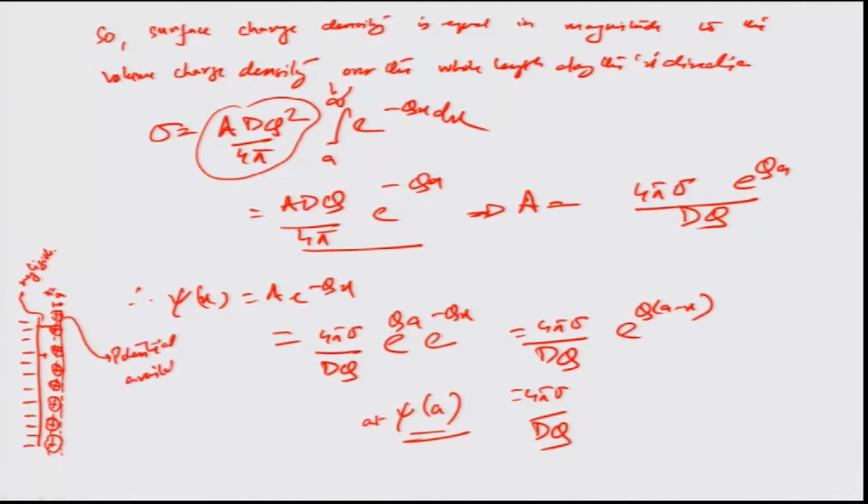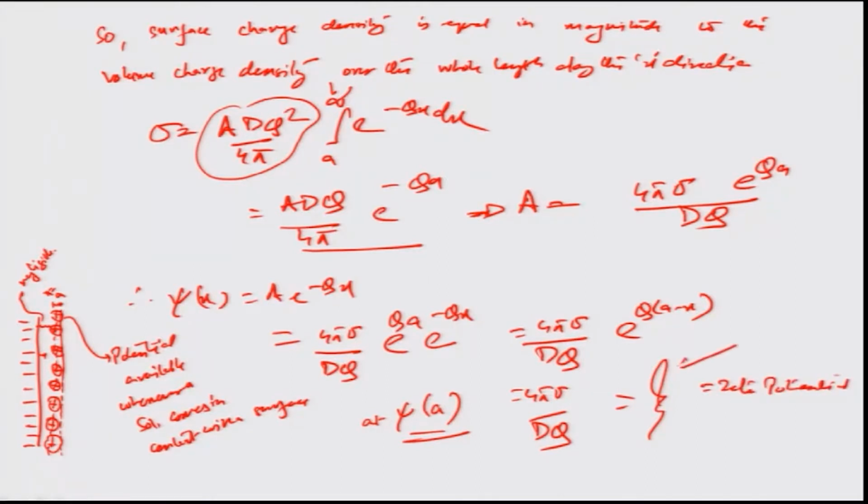So this actually is the potential available whenever a solution comes in contact with a surface, and we call this potential normally the zeta potential. This is a very important term as regards electrochemistry, because it is the zeta potential which is going to define some of the things that we do in electrochemistry.